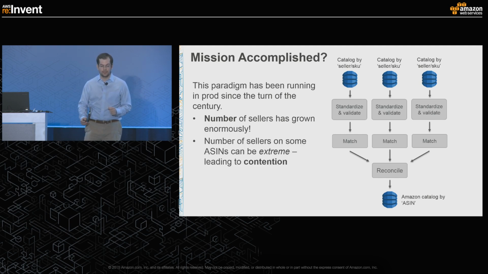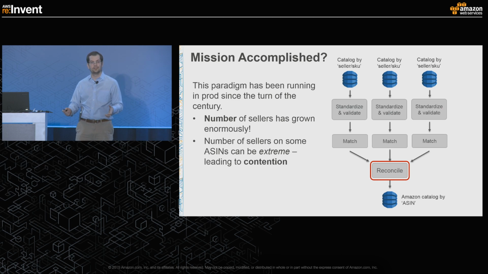And the problem with this is that we can get a very large number of sellers on a given product. And this, as you can see, is not shared nothing. This is very much bringing data together. And that gives us a problem.